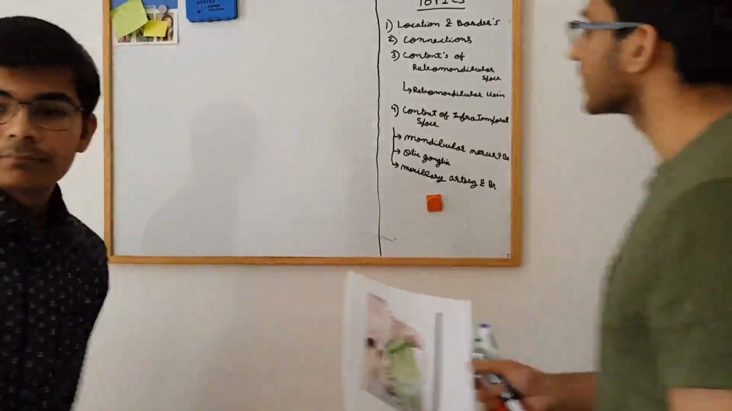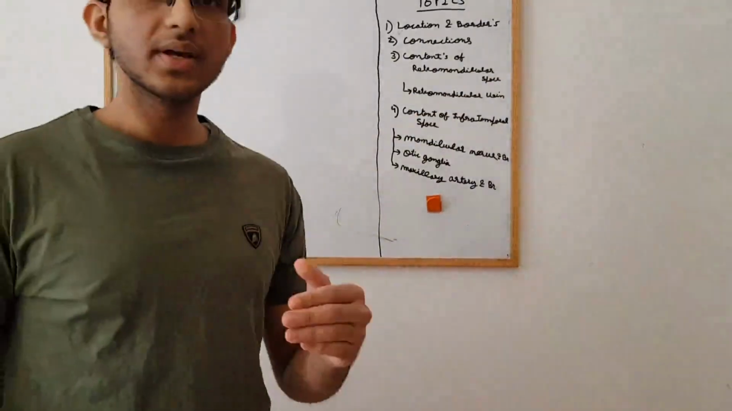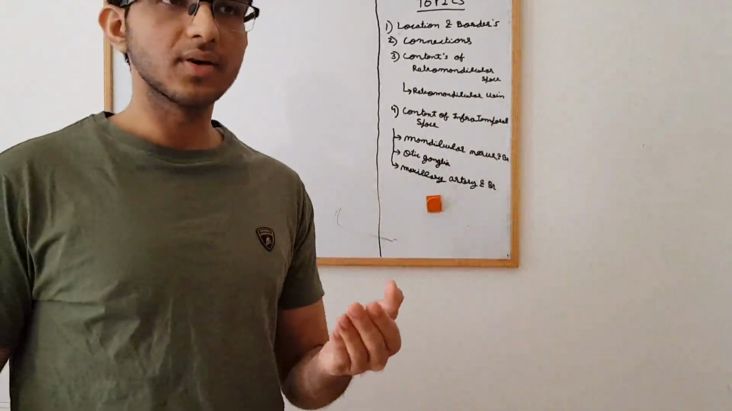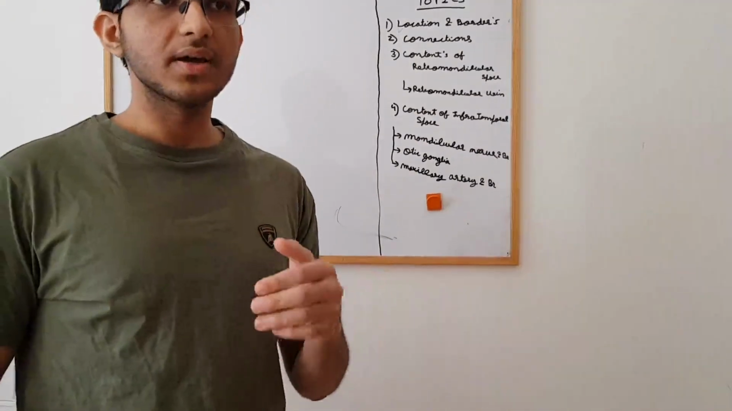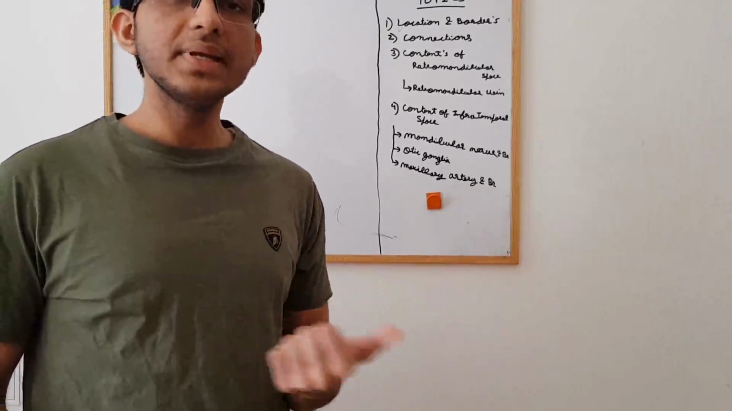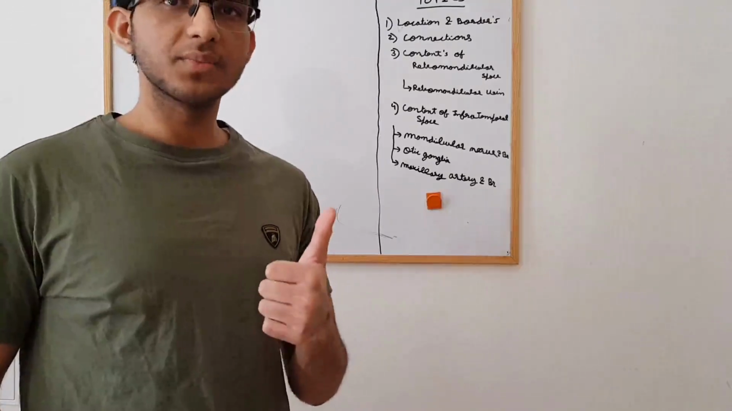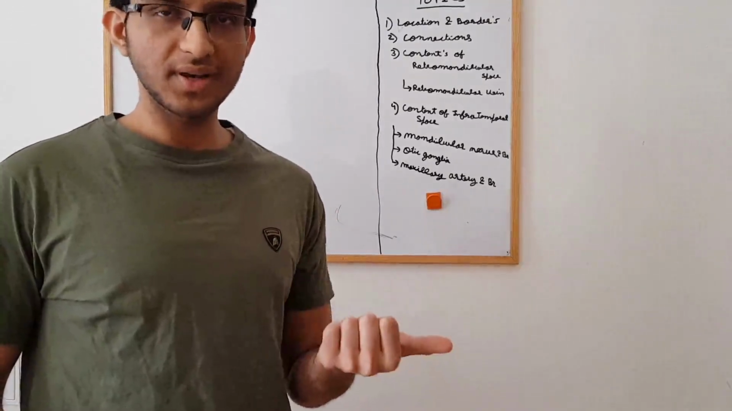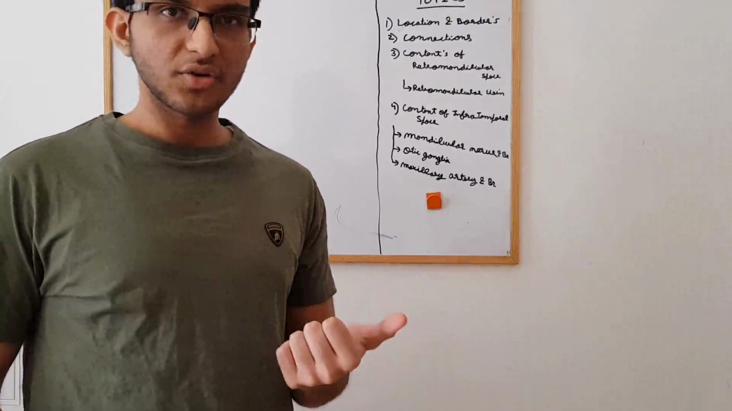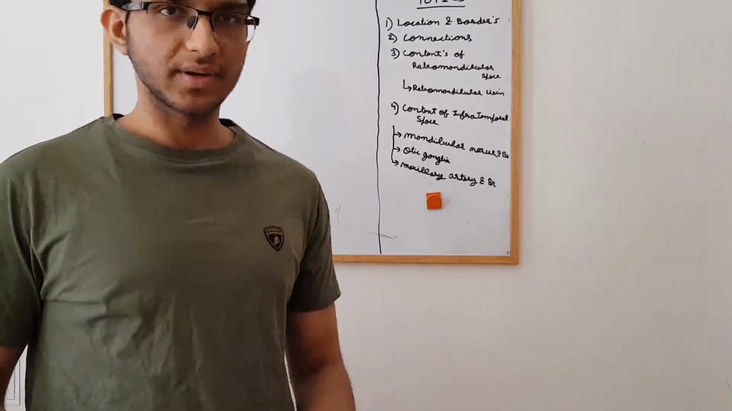Okay, so the next one are the connections. So the connections anteriorly are with the orbit with the infraorbital fissure. Connections inferiorly are with the submandibular space. Connections medially are with the pterygopalatine fossa, and connections cranially are with the foramen spinosum and foramen ovale. Foramen ovale consists of the mandibular nerve. Foramen spinosum consists of the middle meningeal artery.